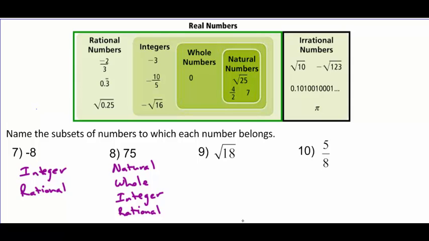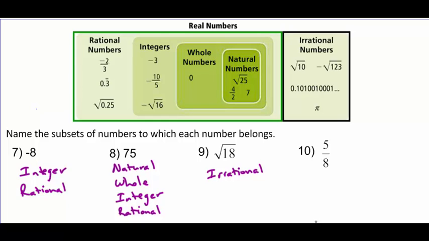Okay, on number 9, square root of 18. Now we've seen numbers like this on the previous slide, but square root of 18 is not a perfect square. It's somewhere between 4 and 5. Now we're not using calculators, remember, but if we did punch that in, you would get 4 point, and then there'd be some weird decimals after that. This is not natural, not whole, it's not an integer, it's not even rational, because you can't turn square root of 18 into a nice pretty fraction. So really the answer here is it's irrational. Those are our irrational numbers.